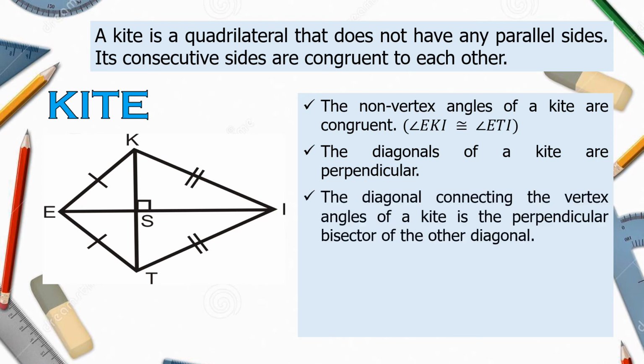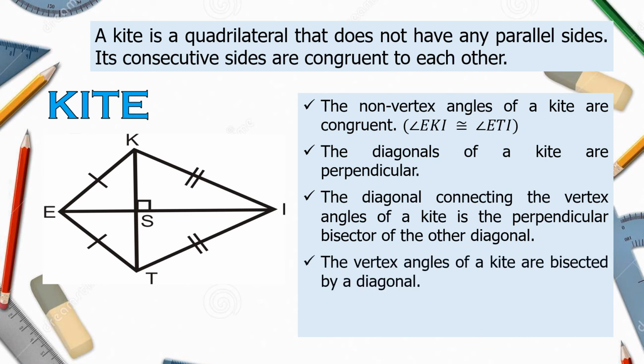Next one, the diagonal connecting the vertex angles of a kite is the perpendicular bisector of the other diagonal. So, nung nag-connect ang ating mga diagonals dun sa vertex angles of a kite, naka-form sila ng perpendicular bisector of the other diagonal. And then, the vertex angles of a kite are bisected by a diagonal.